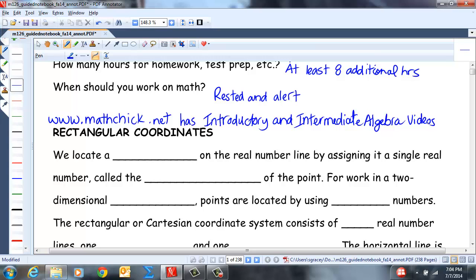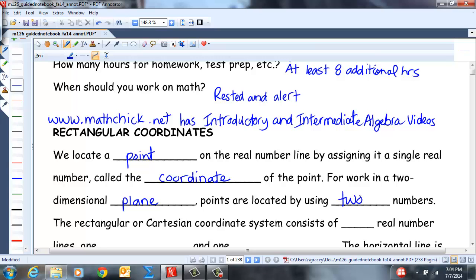Okay, so here we go. Rectangular coordinates. We locate a point on the real number line, so just a single real number line, by assigning it a single real number called the coordinate of the point. We'll be doing a lot of work in a two-dimensional plane. So in this situation, points are located by using two numbers.